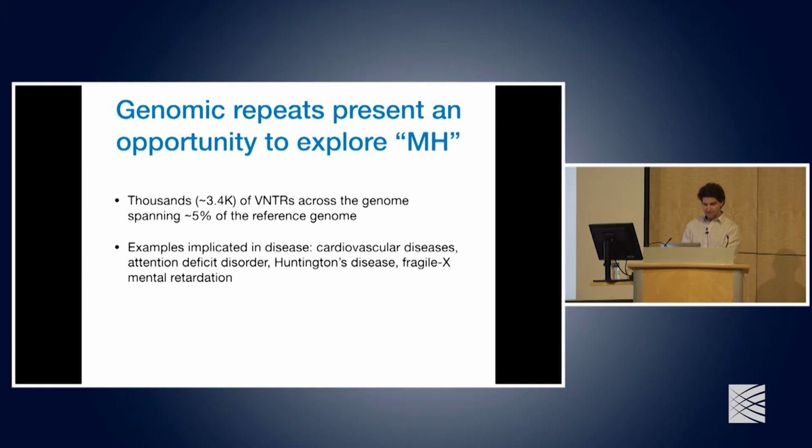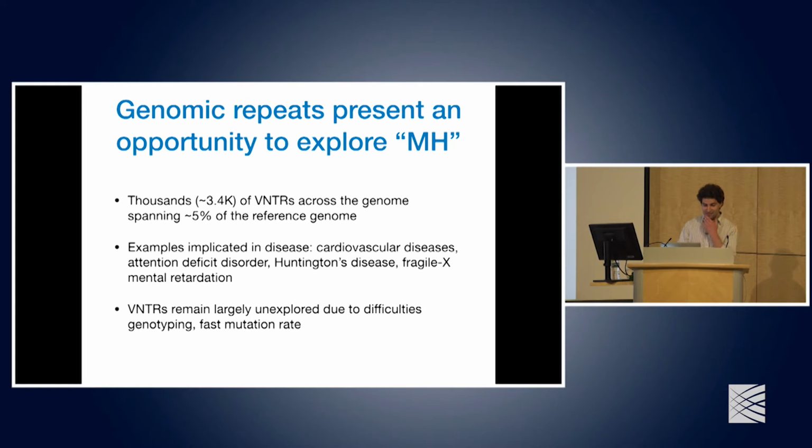A second point is that examples have already been implicated in several human diseases. The VNTR on LPA that I just showed you is linked to cardiovascular diseases. A VNTR in the gene coding for a dopamine receptor on chromosome 11 has been linked to attention deficit disorder, and shorter repeats have been linked to Huntington's disease and Fragile X mental retardation.